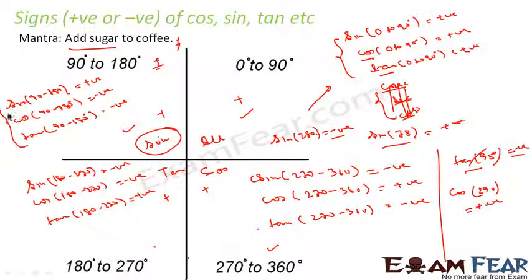So you have got what I'm trying to say. We have used this mantra, add sugar to coffee, and then we can say whether the values are positive or negative. I'm not talking about the actual value numbers, I'm just talking about whether the value is positive or negative.